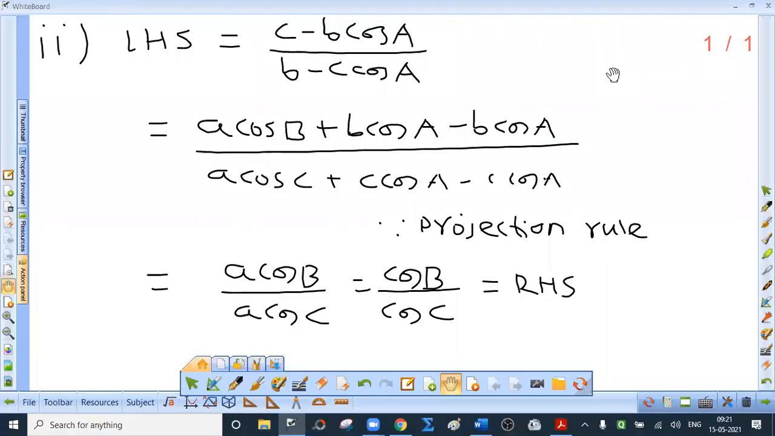Second, prove that (c minus b cos A) upon (b minus c cos A) is cos B by cos C. Begin with LHS. Obvious method is actually use cosine rule and replace cos A by what? b square plus c square minus a square upon 2bc. Absolutely right. You will get full marks for that. But if I use projection rule, what will happen? c is to be replaced by a cos B plus b cos A and b by a cos C plus c cos A. If I do so, what remains is a cos B upon a cos C. That is cos B upon cos C, which is nothing but right hand side.